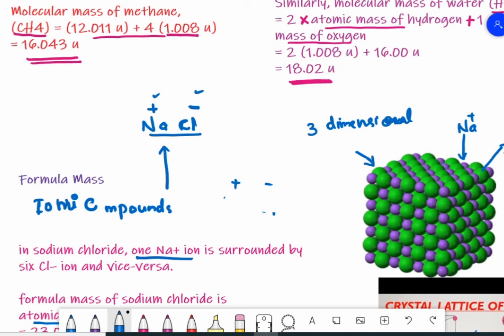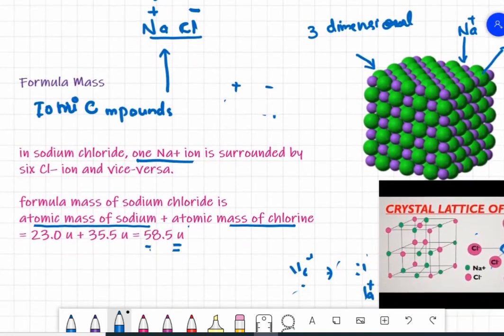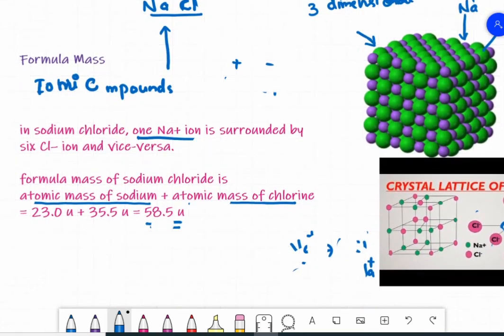In such cases, calculating a molecular mass will be very difficult. In such cases we use the formula mass. So the formula mass of sodium chloride is calculated by taking the atomic mass of sodium, that is 23 U, and then adding the atomic mass of chlorine, that is 35.5 U. So together it will come as 58.5 U.